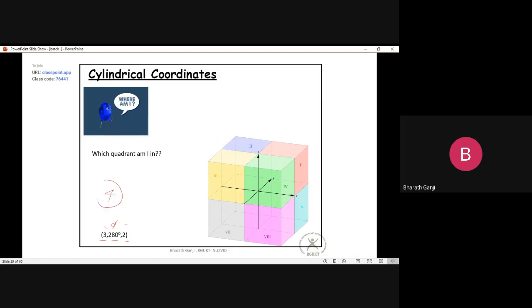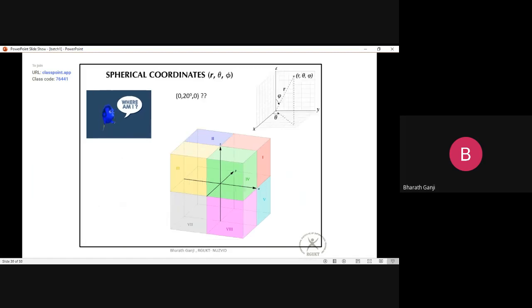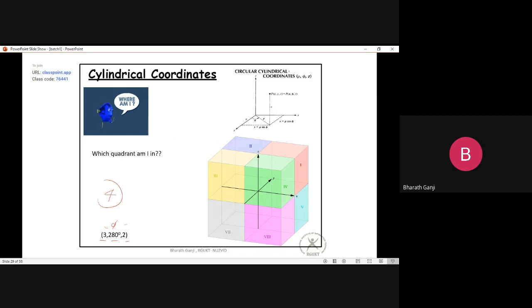Okay. So these are some coordinate systems. In the next class we'll talk about the spherical coordinate system, where the various points are, and how we deal with axes and vectors in spherical coordinate systems, and what the position vectors are.